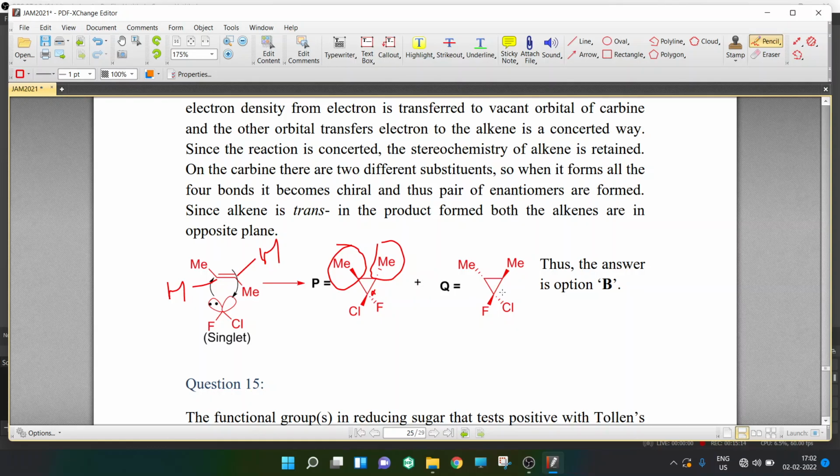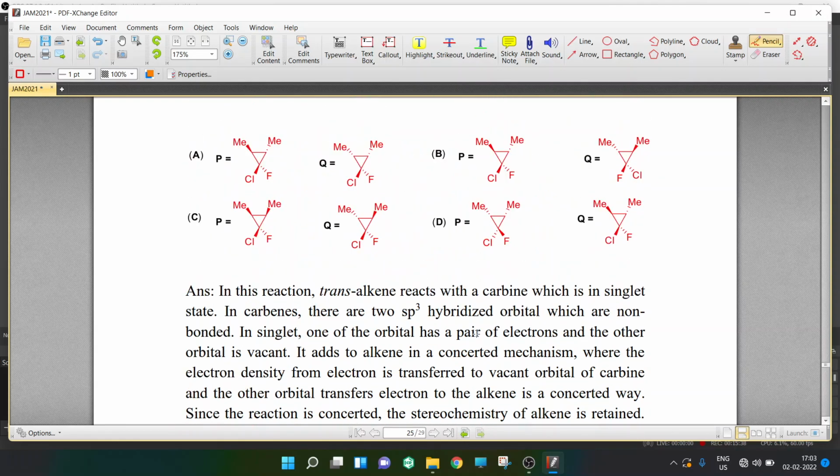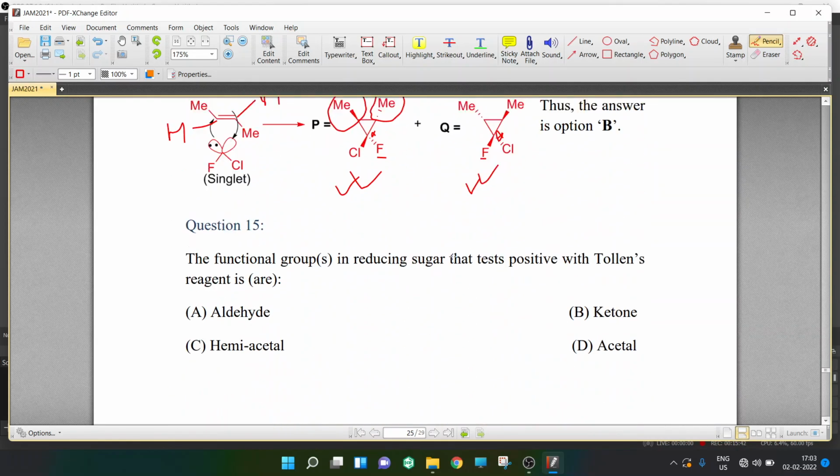So that's what we have done. Another two chiral centers are there. So on this side I have put F behind, now I have put F in front. So you can rotate it and see that they are not superimposable on each other. So P and Q, these are the products. So the answer is option B. Whatever I said is given here. Please go through it. So the answer is B. Right. Moving on to the next question.